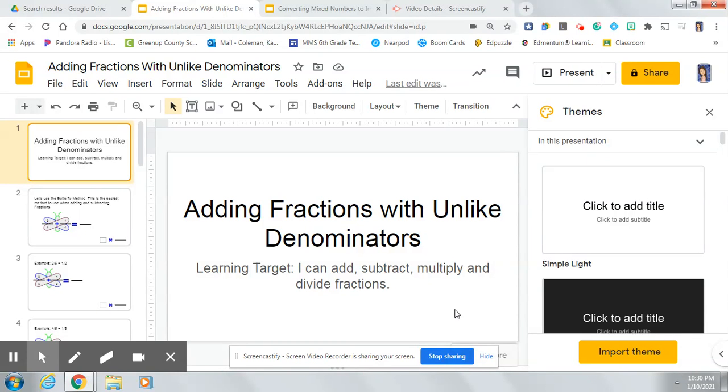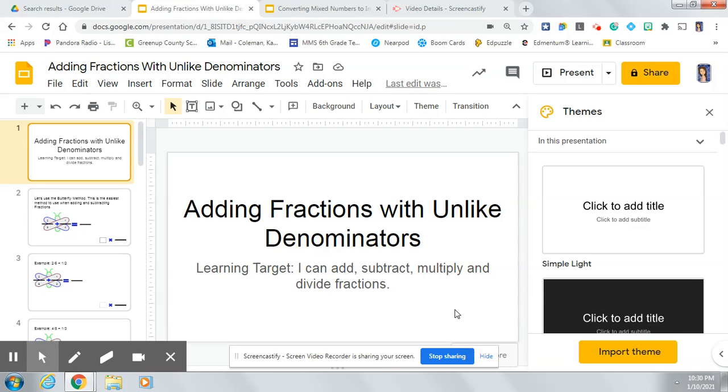Hey everyone, we are finally ready to begin adding, subtracting, multiplying, and dividing fractions. Now that we've learned how to simplify fractions, or mixed numbers to improper fractions, and improper fractions to mixed numbers, I feel like you guys are ready for this next step. So, adding and subtracting fractions is probably one of the most difficult operations with fractions.